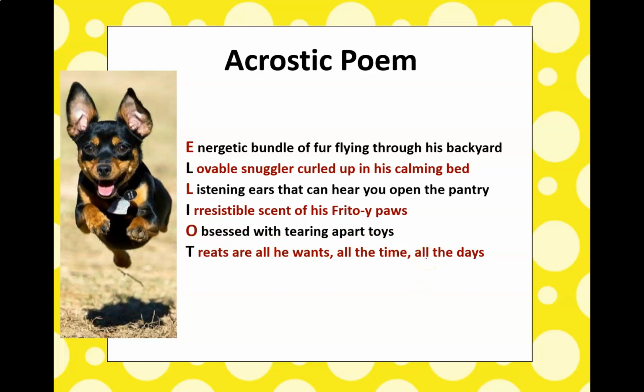So what I did before I started writing it is I just sort of thought about the things that I love the most about Elliott, and once I did that I started to think about, well, I love that he runs in his backyard, I love that he curls up in this perfect little circle in his calming bed, he is food obsessed, and he loves to tear apart toys. So once I kind of thought about that, I was able to put the rest of the pieces together to create an acrostic poem.